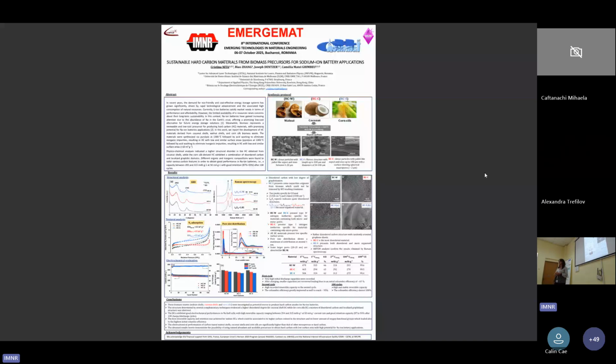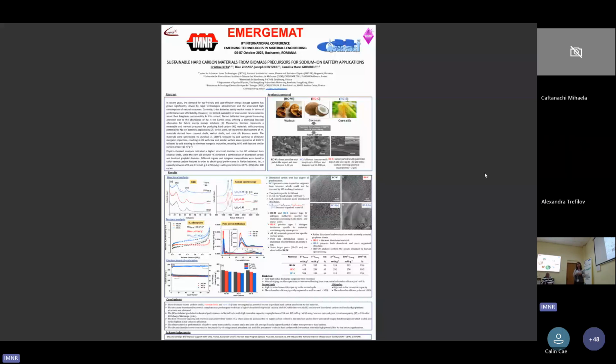In contrast with lithium-ion batteries, in case of sodium-ion batteries, graphite cannot be used as anode. So we need other types of carbon which are stable, cost-effective, and scalable. In this context, biomass-derived hard carbon materials could be considered with high potential for this kind of application. The aim of our study was to obtain and compare 3 types of biomass-based carbon made of walnut shell, coconut shell, and cork silk.